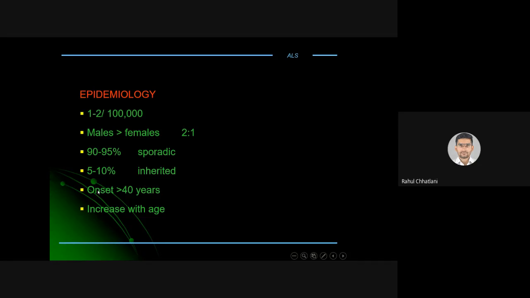Onset is mainly after 40 years. So as the age increases, chances of getting ALS also increase. Mostly it will affect people more than 40 years of age.